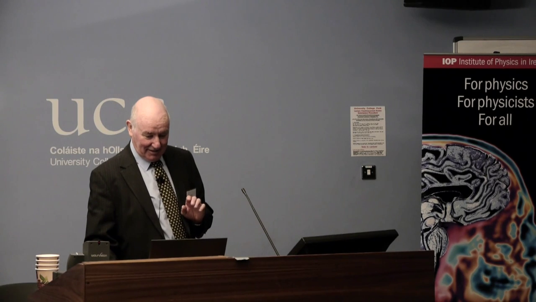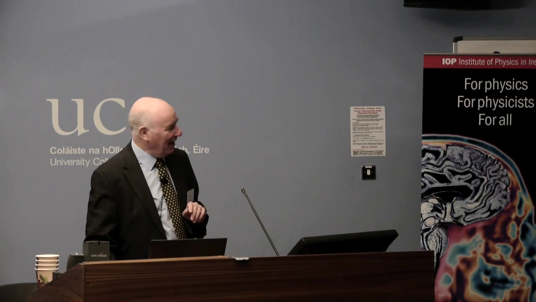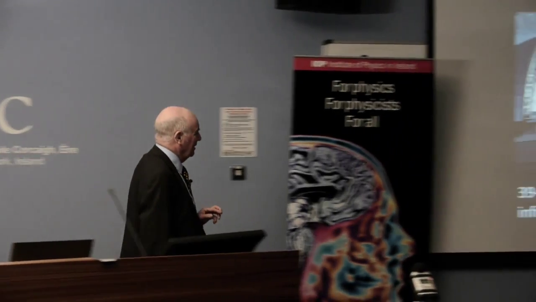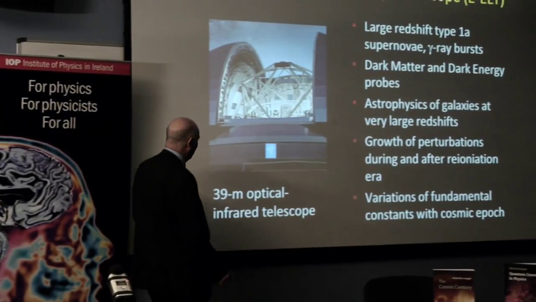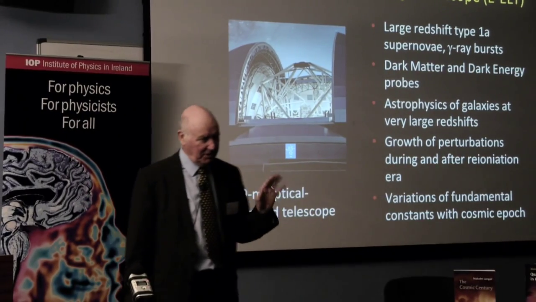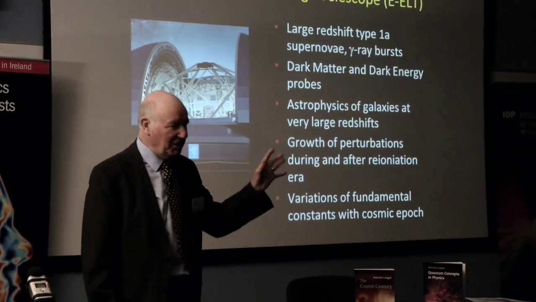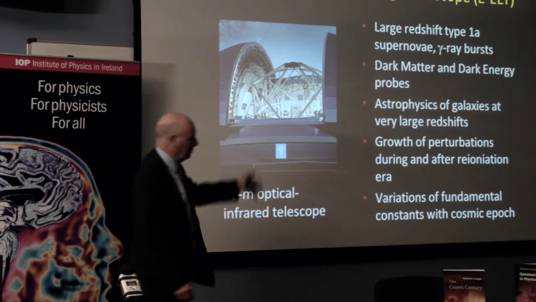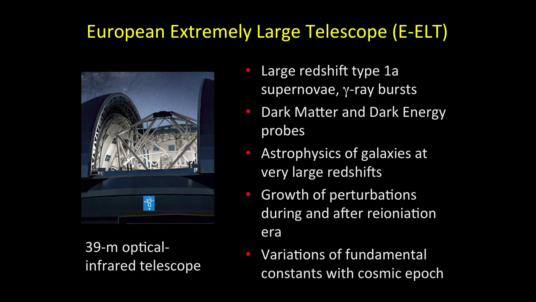So that's it. And then there's the European Extremely Large Telescope, which is again in the development stage, a 39-meter optical-infrared telescope. Again, the emphasis is on the infrared because of the need to be able to study the very distant universe. But there's a huge number of things that you can do with this sort of thing. This is a very large, very expensive telescope, but the European Southern Observatory is designed to do things like that.